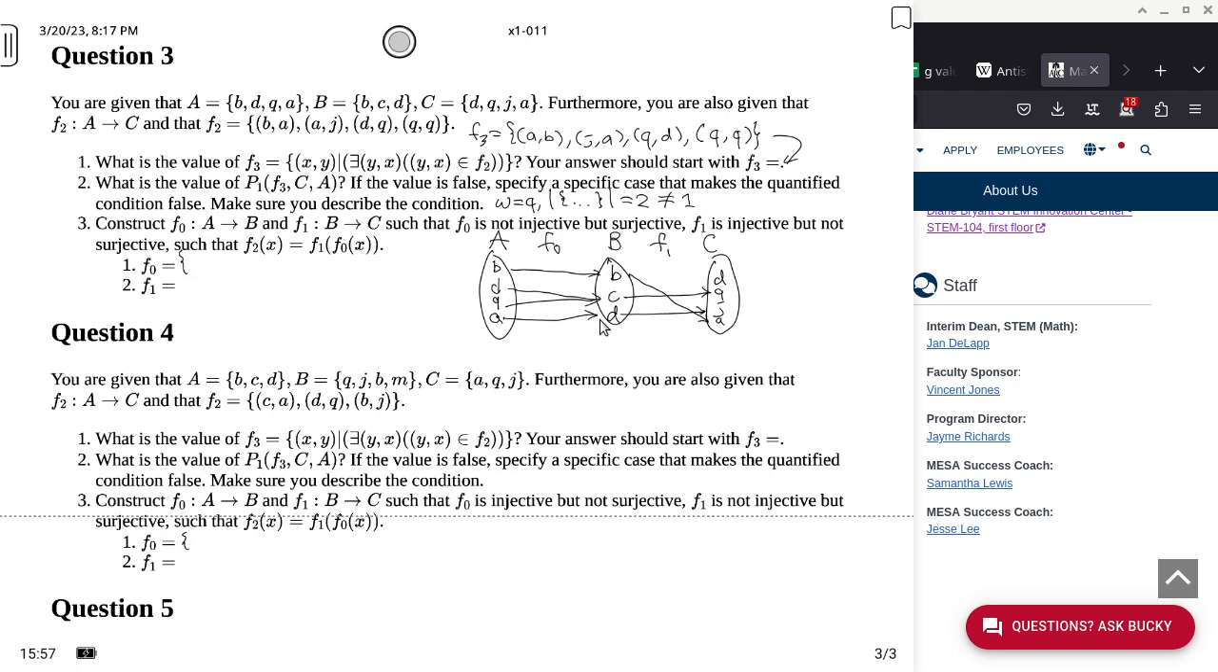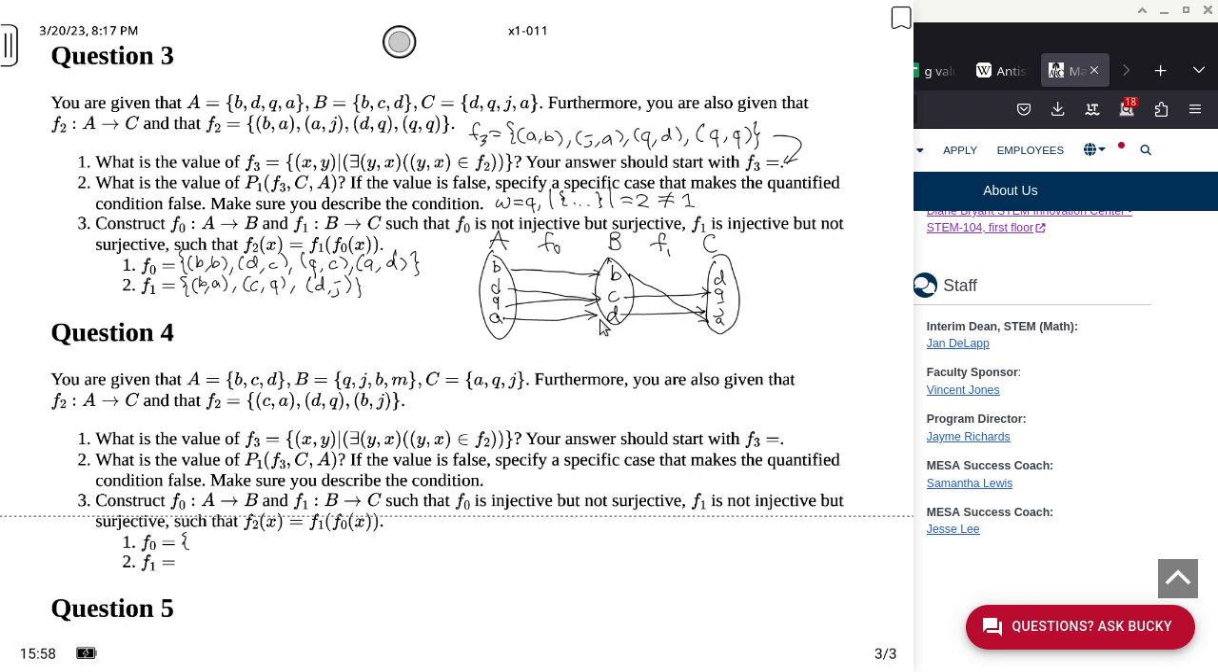So with this, F0 in this case is going to be BB, DC, QC, and then AD. And then F1 is going to be BA, CQ, and finally DJ. There we go. So once again, this is only one of six possible answers. There are six possible ways to answer this. This is just one of them.